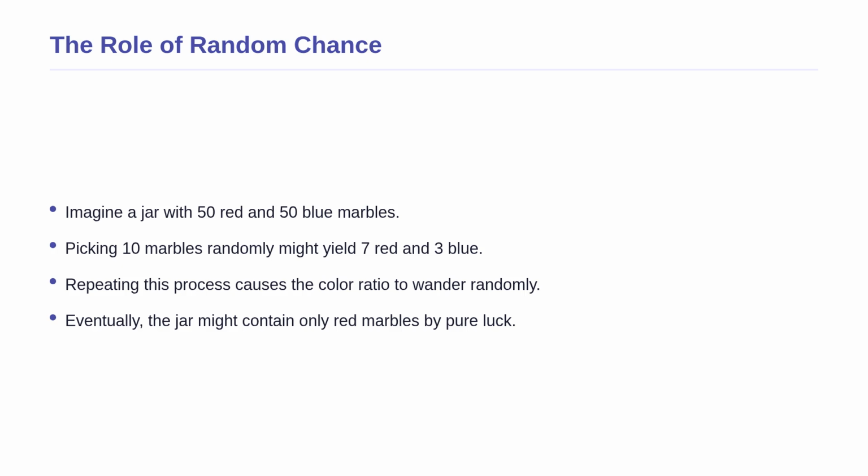If you repeat this process again and again, always picking from the new jar to create the next one, the ratio of colors will wander randomly. Eventually, you might end up with a jar of only red marbles. This is exactly what happens in nature with genes.